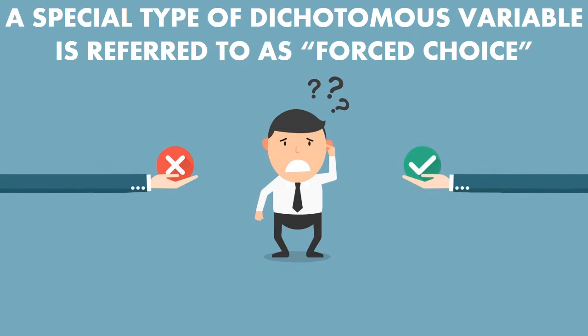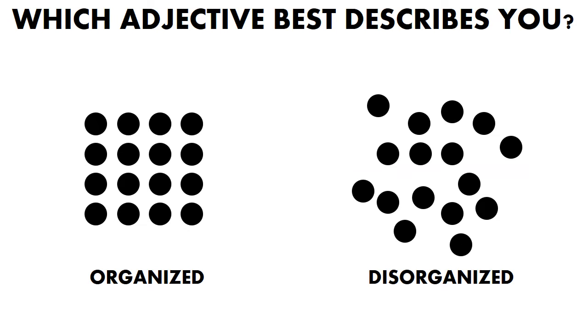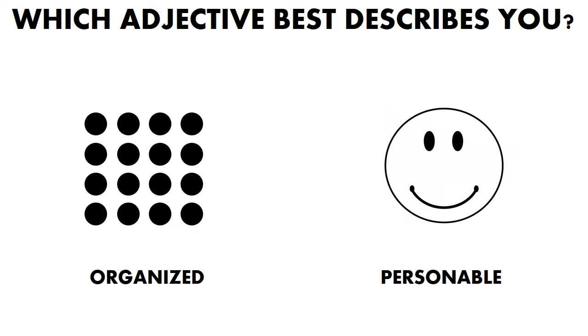There's a special type of dichotomous variable called forced choice. You may have seen these on hiring tests. So forced choice is when I give you two options and you've got to tell me which one you are. So I'll say, which adjective best describes you, organized or disorganized? The problem with this is that pretty much anyone knows that if you're taking a test for a job application, organizations tend to like organized people as opposed to disorganized people. So you can just say, obviously I'm organized.